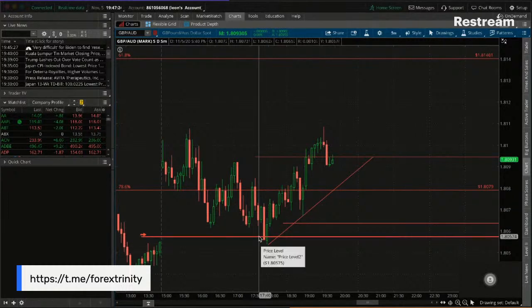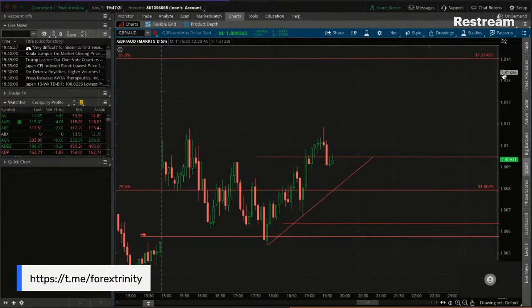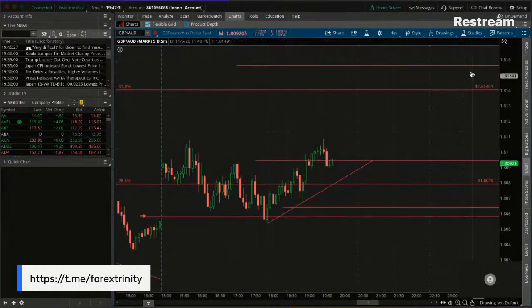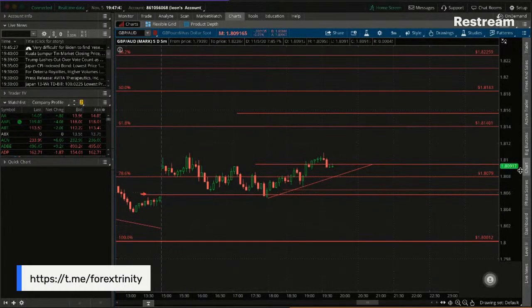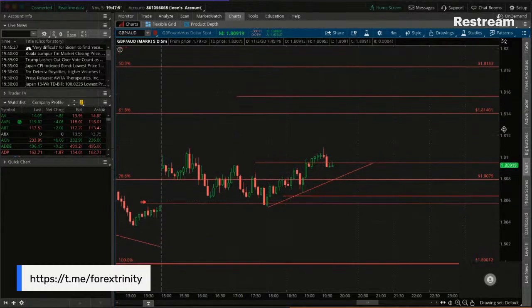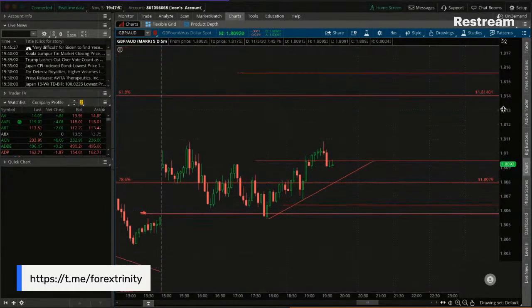Our entry point, again, this is 100 pips. Who's taking profit at 100 pips? That's my question. And leaving an extra 60 ticks, 60 pips, on the table.